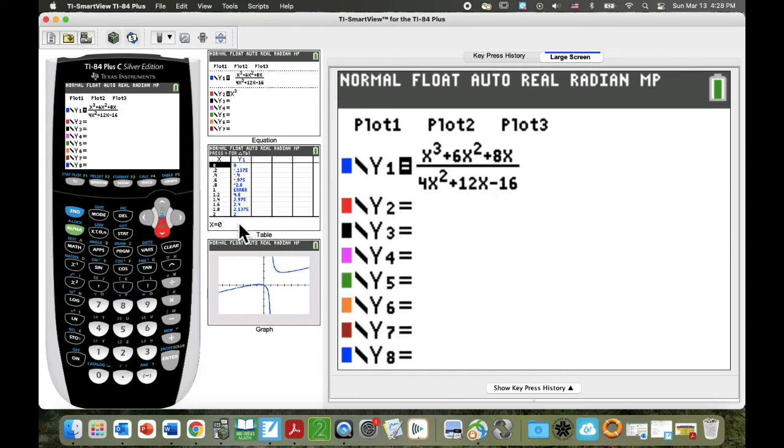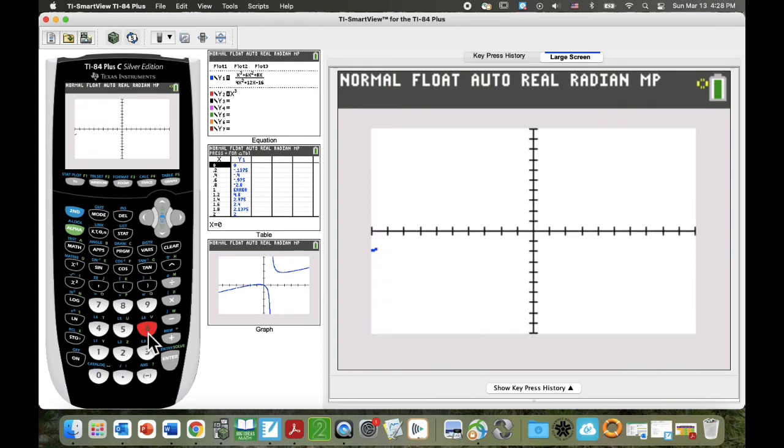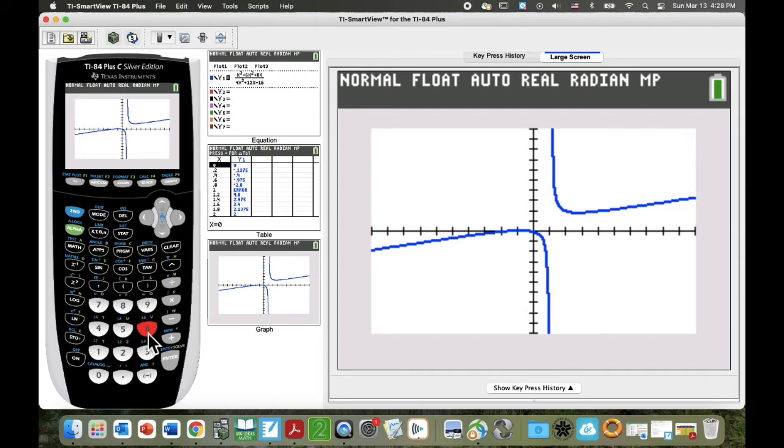Now, when I go to my graph, I'm going to see what the graph looks like. So I'm going to go to Zoom Standard. Zoom 6 is my Zoom Standard, and it's going to graph mine. Now, the TI-83s or 84s cannot graph vertical lines, so I can't show you that x equals negative 1 or x equals positive 1, but you can see where it would be. You can imagine that there is going to be a vertical asymptote there, but there's no way to do it on our calculators.